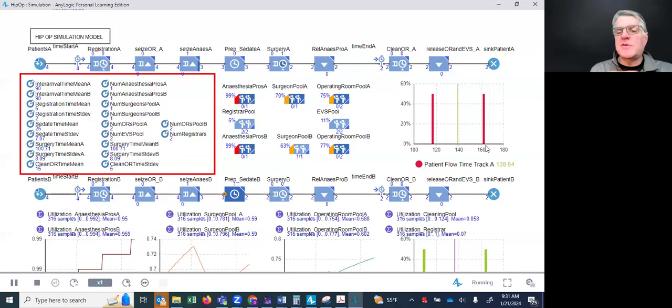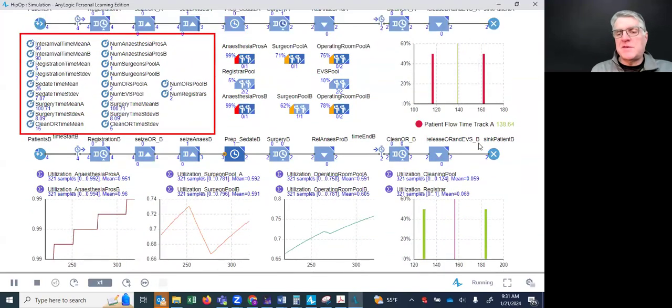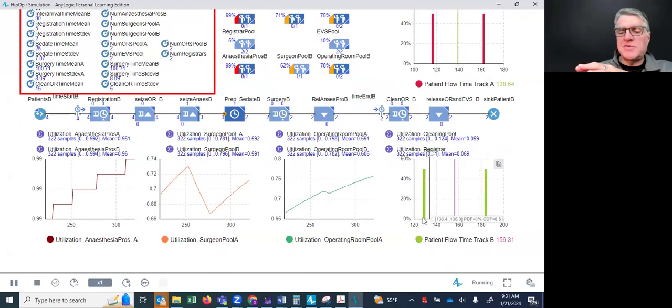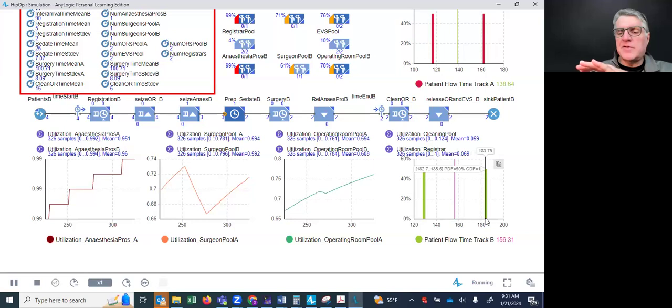The second one is about 162. So the time is significantly higher for the second patient, and that is a concern. You can see the same is true here. First one was 125 or something, and here we had 185.